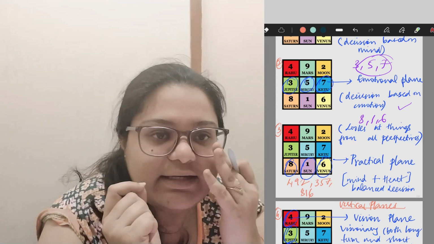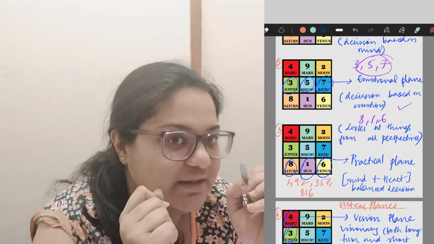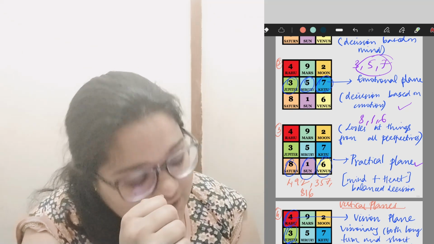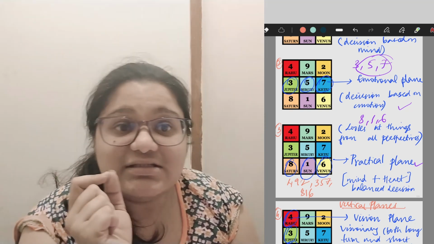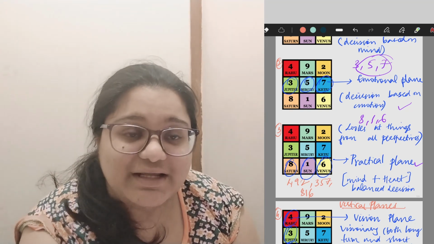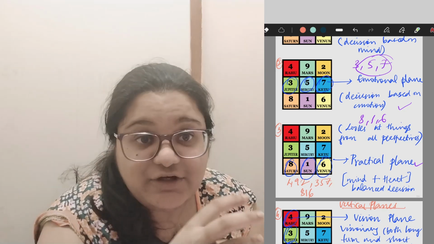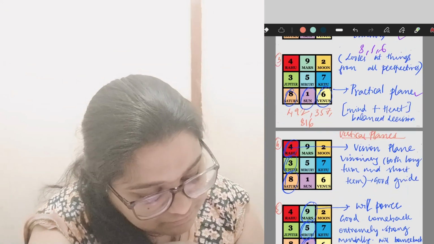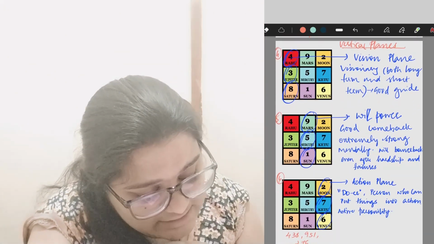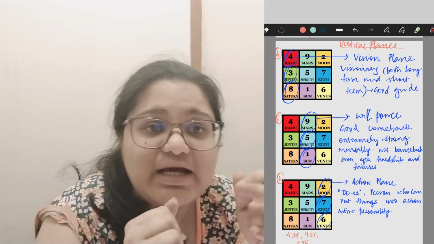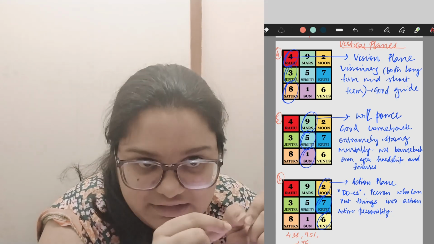So this is how you can identify your Loshu grid for the numbers 8, 1 and 6, which is called the practical plane. That is an amalgamation of the attributes of your mental plane and your emotional plane. Now that you have been able to understand the horizontal planes, let us come into the next 3 divisions of your vertical planes.